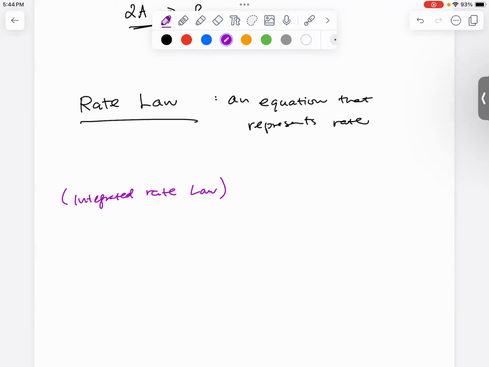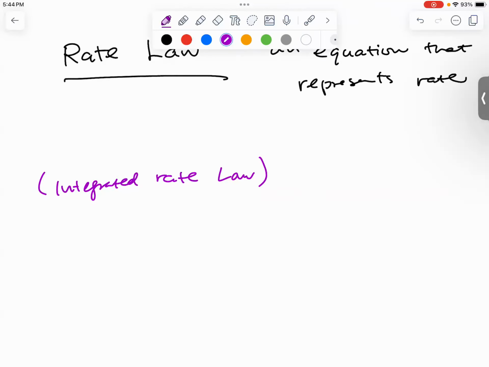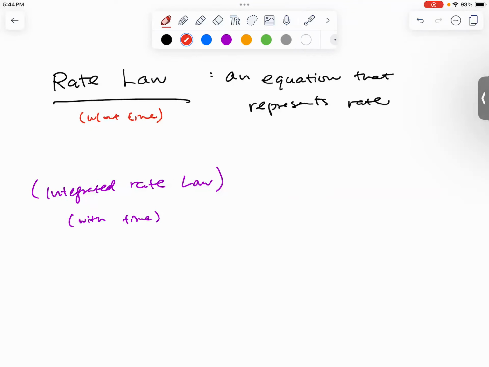Let me give you a more specific difference between these two. These are both equations, but the integrated rate law is the one that is with time, and the rate law does not have time. I'll show you what it means later on, but just to show you that there are a few terms that are in your horizon, so don't get those confused.